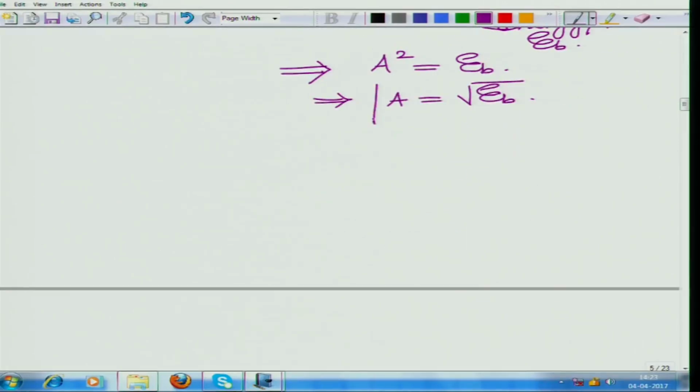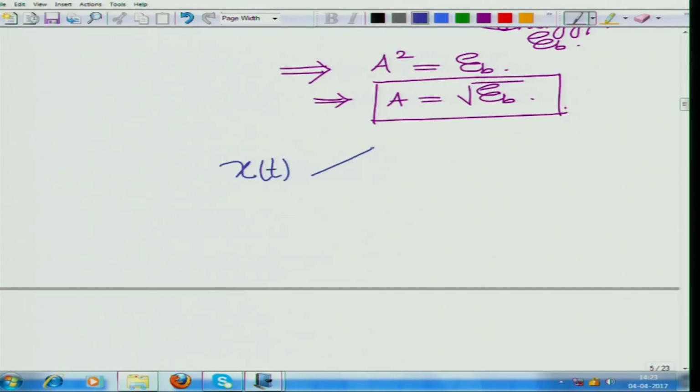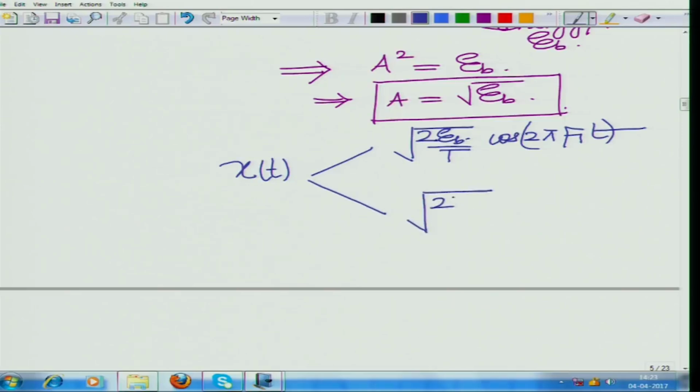Okay, so that is what we have, and therefore, once again the transmitted waveforms are either A times square root of 2 over T, that is, we will get 2 square root of EB over T cosine 2 pi f1 t, corresponding to 0, or 2 square root of EB over T cosine 2 pi f2 t corresponding to 1.